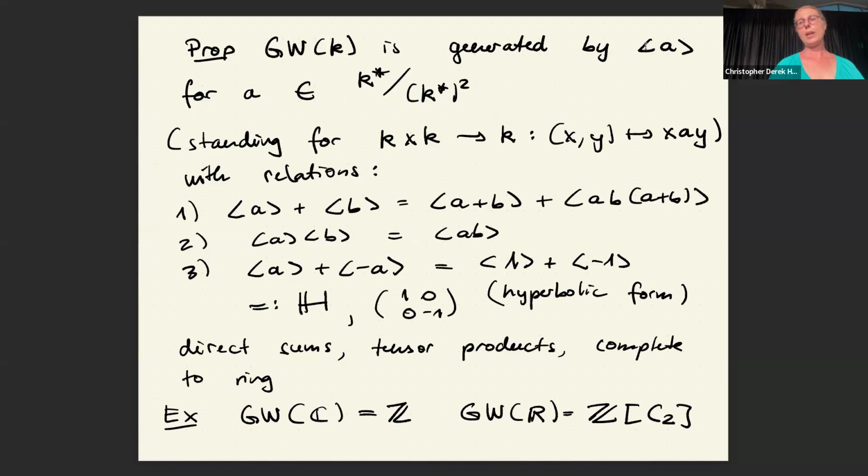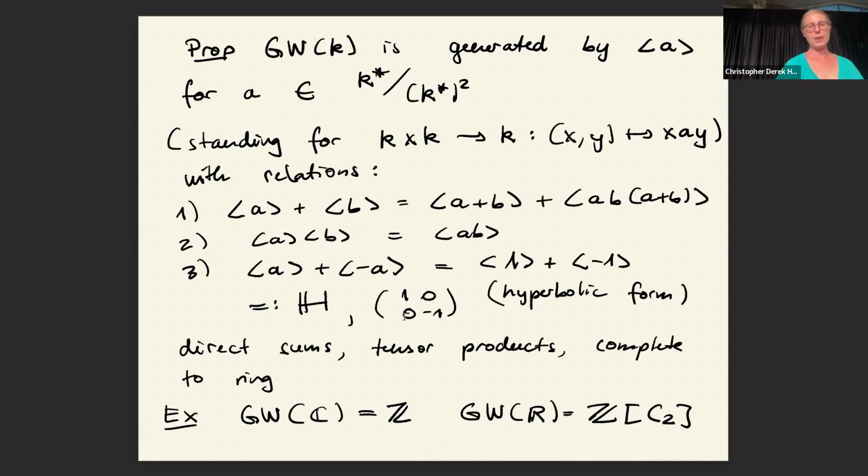And then it's generated by these 1 by 1 matrices, and they satisfy some relations. <A> plus <B> is <A+B> plus <AB(A+B)>. <A> times <B> is <AB>, and <A> plus <-A> is <1> plus <-1>. And as I said already, plus you can think of as direct sum. So you can also think of this as this matrix that we've seen before, (1, 0, 0, -1). And it plays a special role, so it gets an extra name. It's called the hyperbolic form.